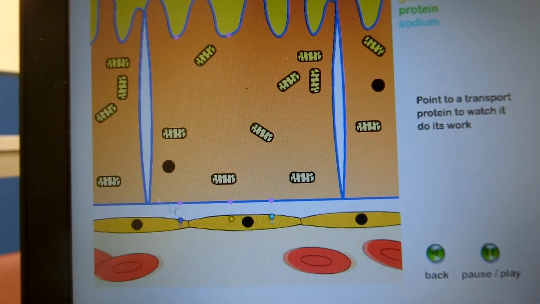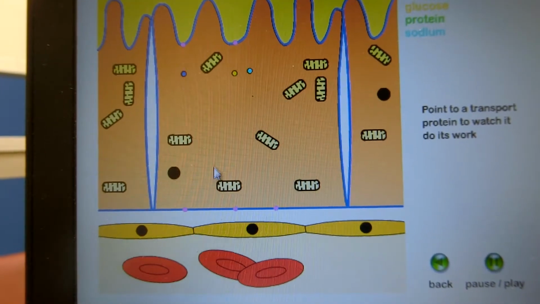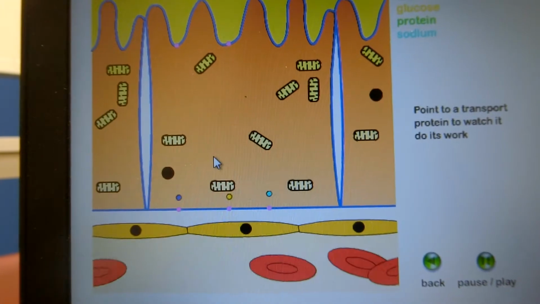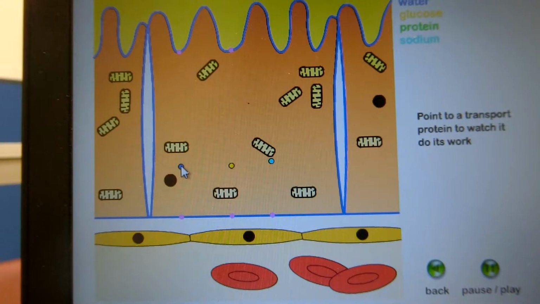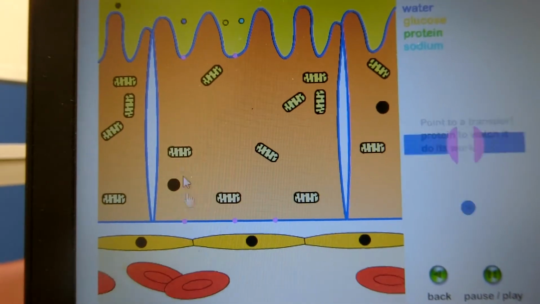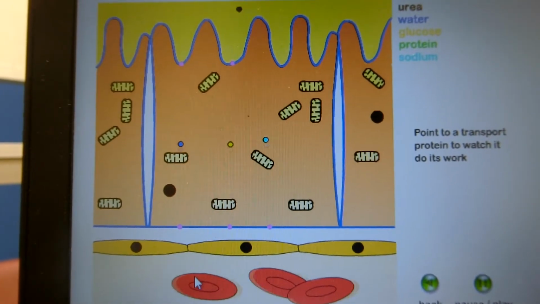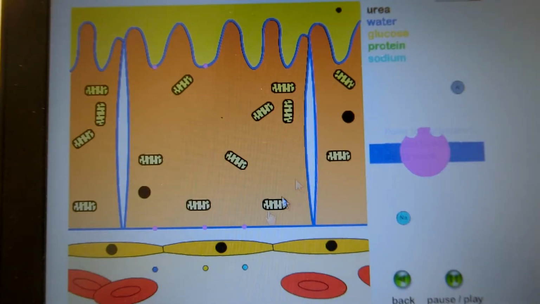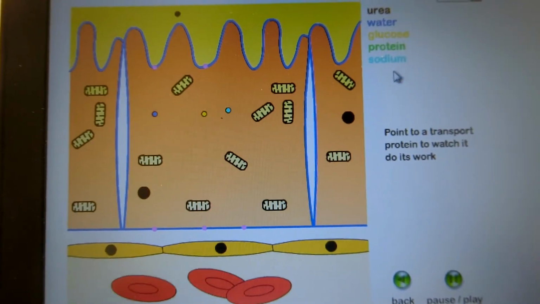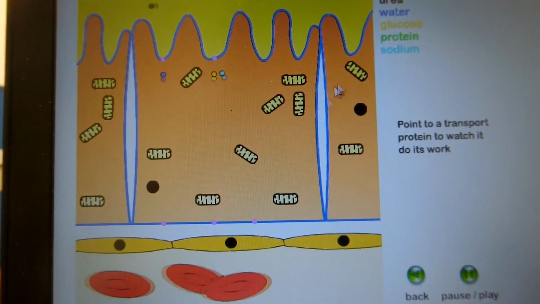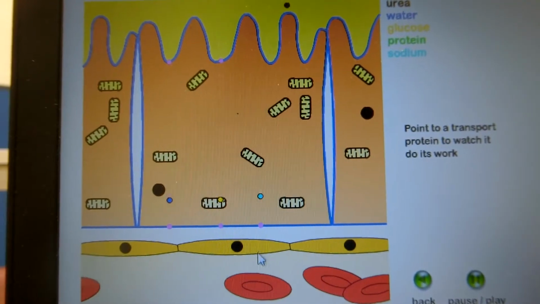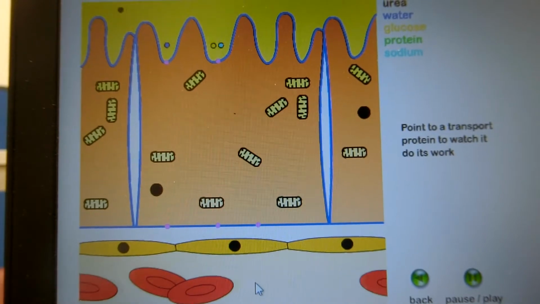Okay, so essentially all the essential nutrients that you don't want to lose, you'll reabsorb back. In this case, most of your water molecules are reabsorbed at this particular point in the proximal convoluted tubule. All of your glucose as well as amino acids will be reabsorbed at this point. Sodium also, most of it will be reabsorbed into your blood at this particular point.